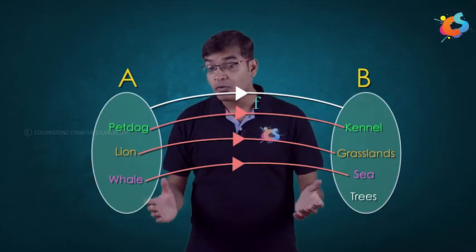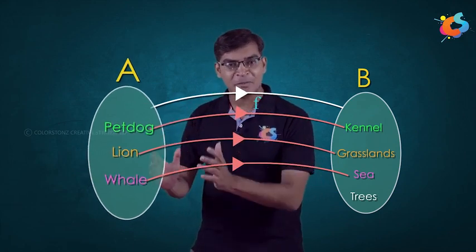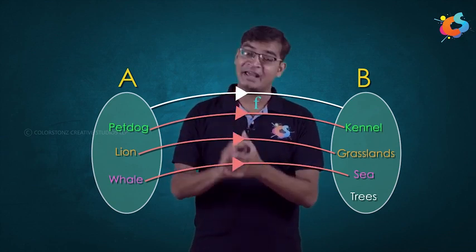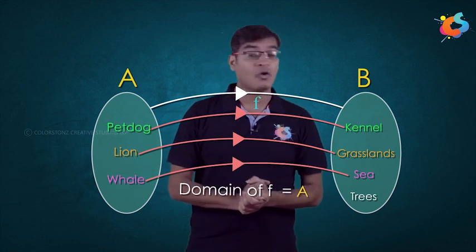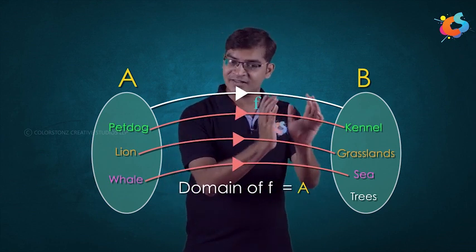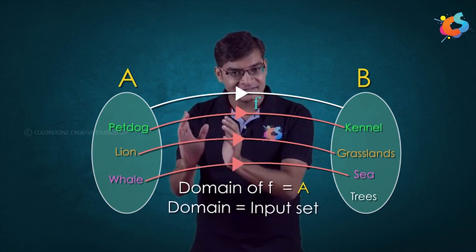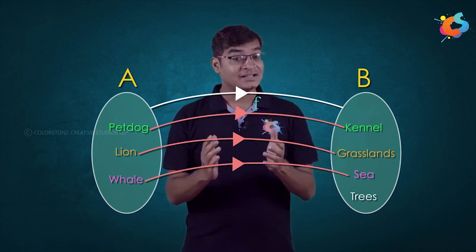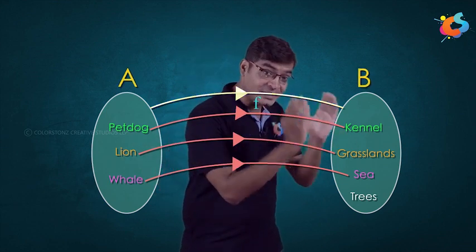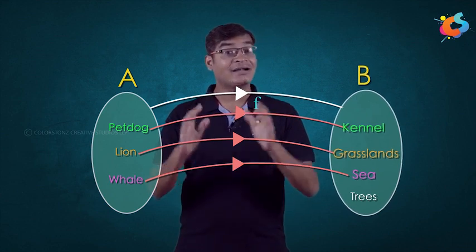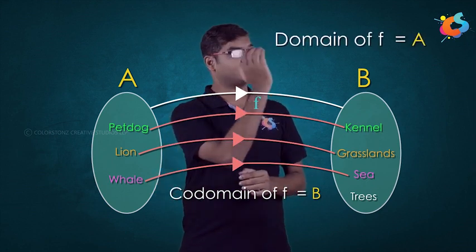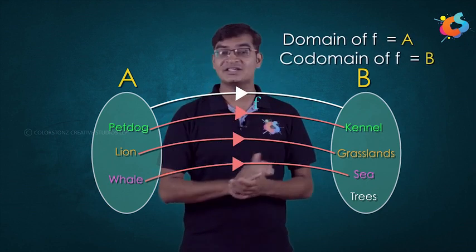Right? Now for this function, A is playing the role of input set. So A has a specific name, and that is domain of this function. Whatever is the set that is providing the input for this function, this input set is called domain of the function. And this function is mapping from A to B. So this B set also has a specific name and that is called codomain of this function.